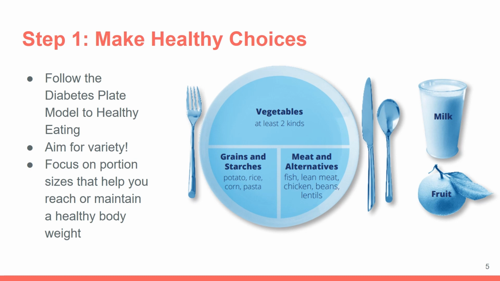As for the protein part of the plate, you can see that fish, lean meats, as well as legumes like beans, lentils, chickpeas belong in this area. Try to have legumes in the diet a few times a week, as well as fish, as these foods are part of a heart-healthy diet, and we want to avoid the complications of diabetes, such as heart disease.